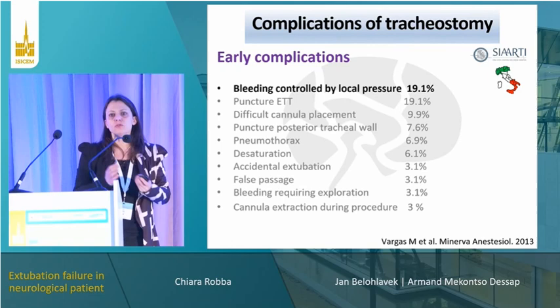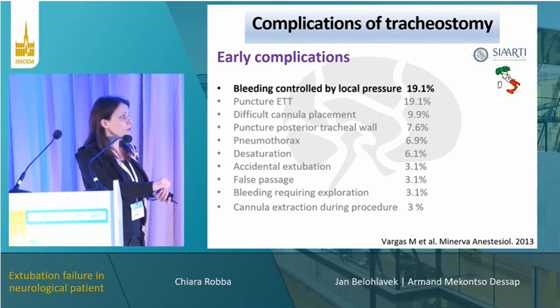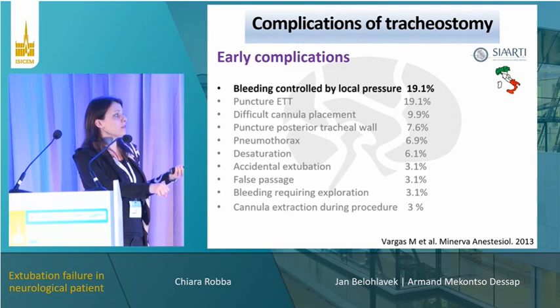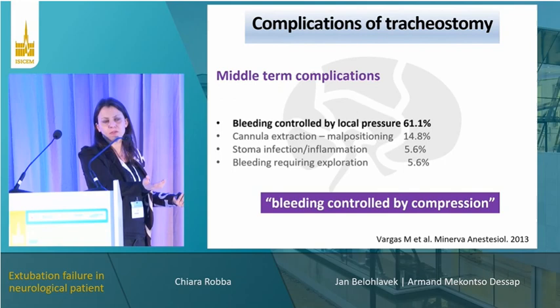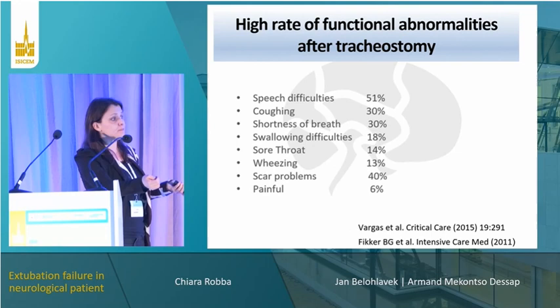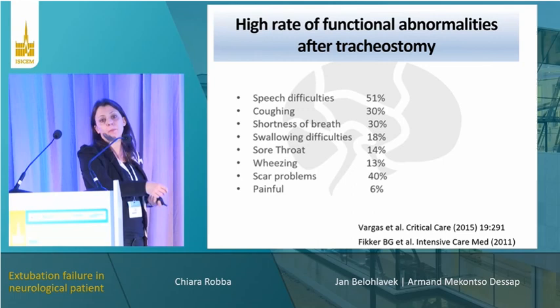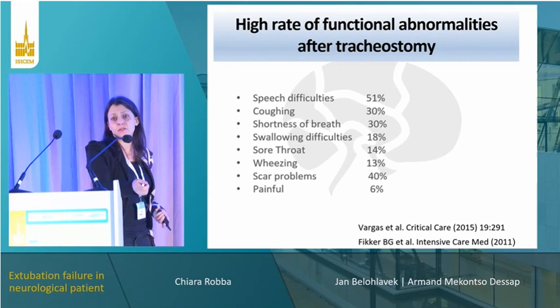This is a survey that we did some years ago, asking which are the main complications that you see when you do a tracheostomy. As early complications, bleeding controlled by local pressure, these are not major complications, I have to say. And the same is for middle-term complications. We know that tracheostomy is becoming quite a safe technique. But what scares the responders and the physicians a bit more is probably the high rate of functional abnormalities after tracheostomy. After 6 months, 51% of the patients have difficulties in speech. It's something that we have to take in consideration.